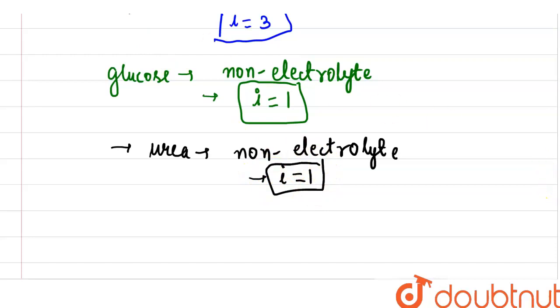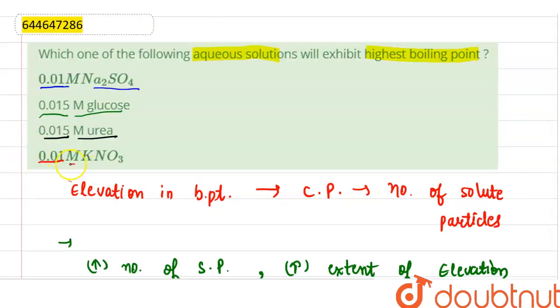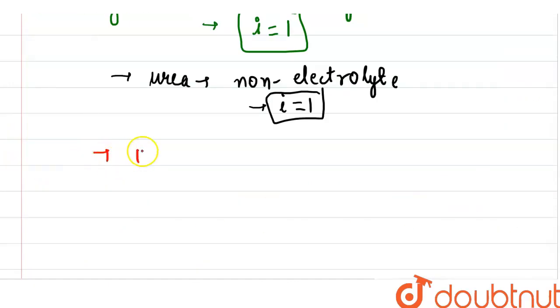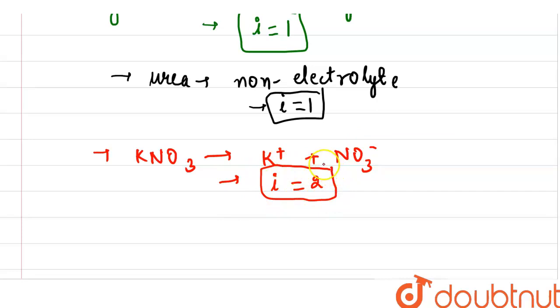Let us see the fourth option, which is 0.01 molar KNO3, potassium nitrate. As we know, KNO3 will dissociate into K+ plus NO3-. So here the number of particles of solute is 2, i equals 2. So delta Tb is directly proportional to the number of particles of solute, or we can say that it is directly proportional to the van't Hoff factor. The greater the value of the van't Hoff factor, the higher will be the elevation in boiling point, and the higher will be the boiling point of the solution.